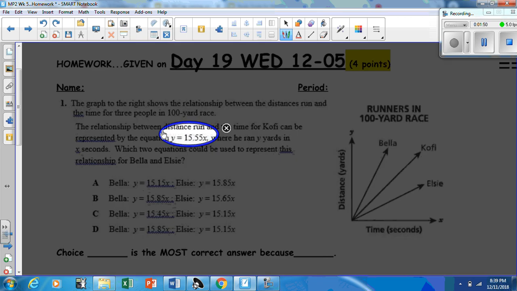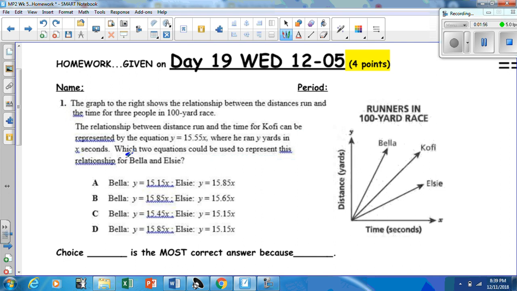Imagine that we have a rock, and I'm rolling the rock down the hill called Big Bella, and then I roll the rock down the hill called Big Kofi, and then I roll the rock down the hill Big Elsie. Which hill will the rock roll the fastest? If you're like most people, you'll say the rock will roll faster on Big Bella because it has the steepest slope. Second fastest is Kofi.